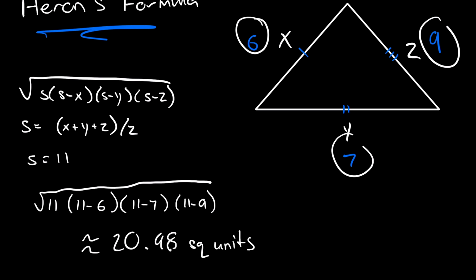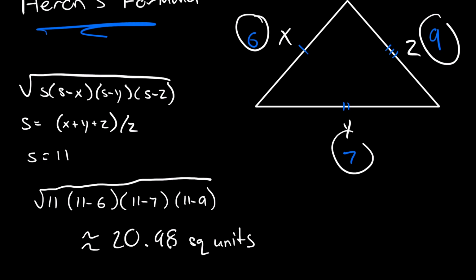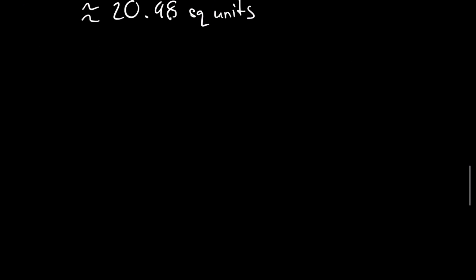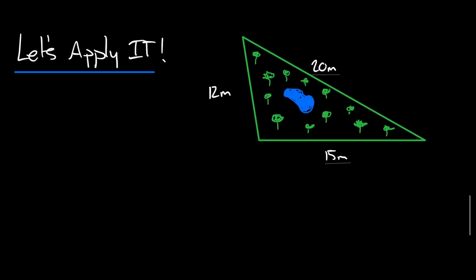Now that we've explored both 1/2 AB times sine C and Heron's formula, let's apply these concepts to a real-life problem. Imagine you are an architect designing a triangular park. You know the lengths of the three sides are 12 meters, 15 meters, and 20 meters. You need to calculate the area of the park to estimate the amount of grass that will be needed to plant. To solve this problem, we can use Heron's formula that we learned earlier, since we have the lengths of all three sides.